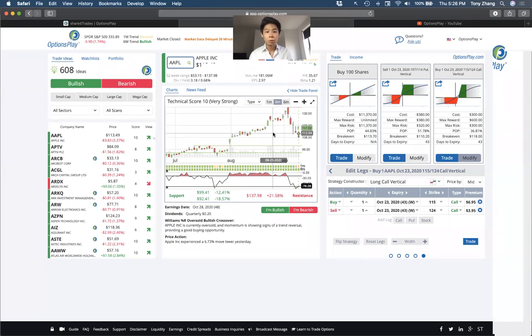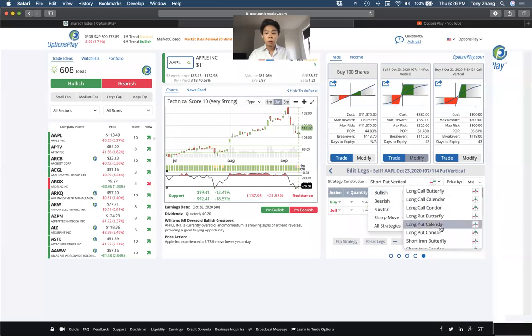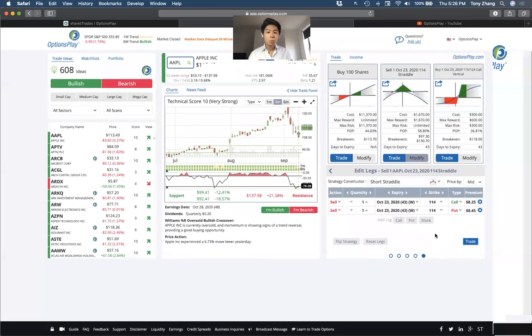Is there a way to find straddles or strangles or a specific strategy using OptionsPlay? Yeah, you can click on modify. You can use our strategy constructor. You can use straddles and strangles. I'm actually working on a straddle report right now for people who would like to sell straddles, to find which stocks have the highest premiums for selling straddles with the highest IV rank. That is something that we are currently working on here at the moment, Catherine.